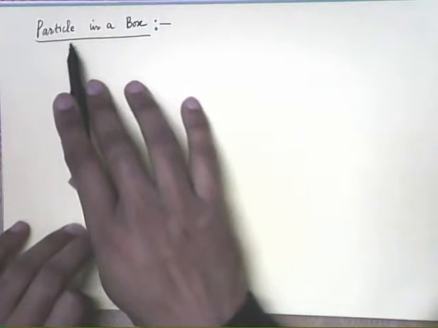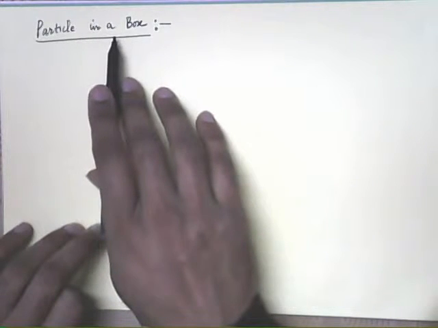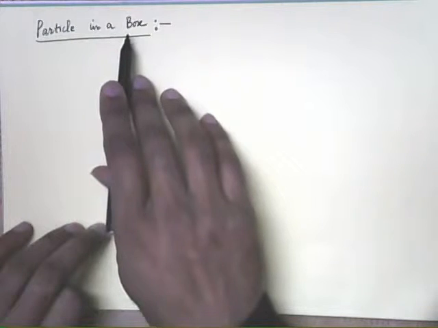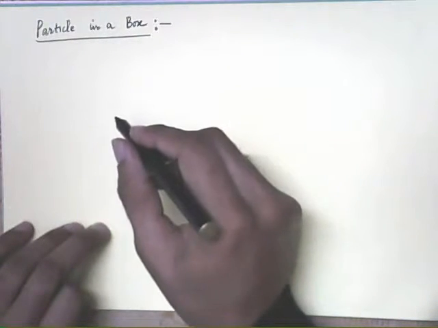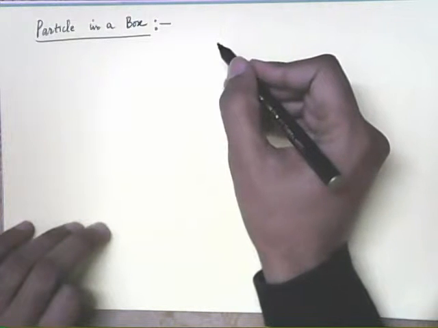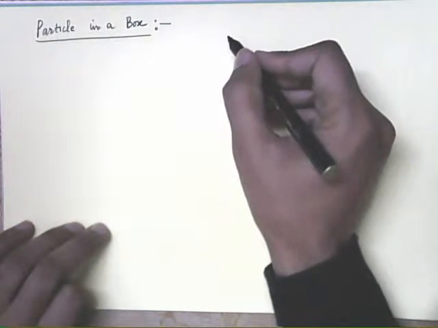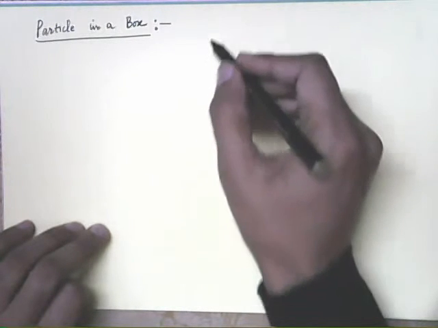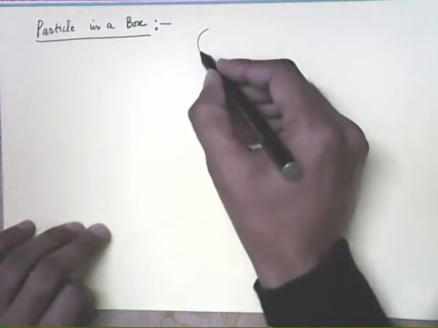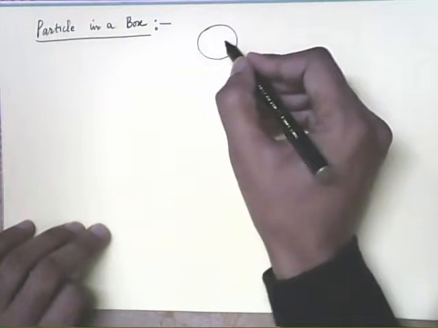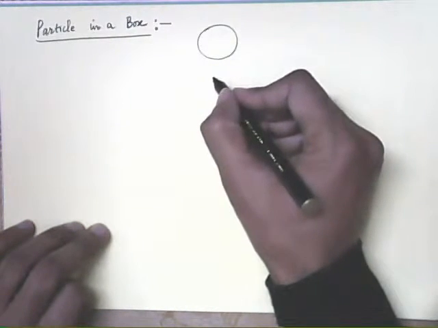Today's topic of discussion is particle in a box. This topic is basically for engineering physics students, and it is defined very simply in quantum mechanics. What is a particle in a box? For this we can consider that, and we also know about the atom.